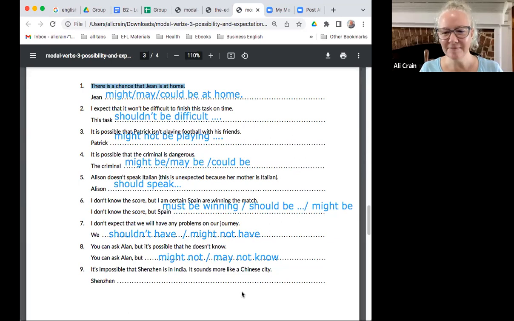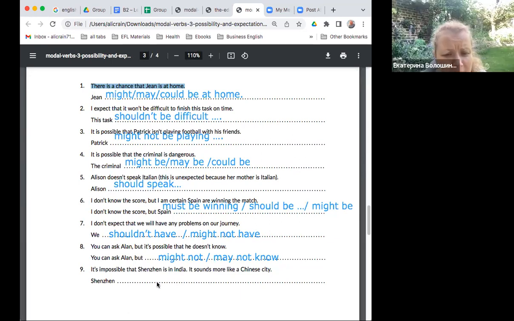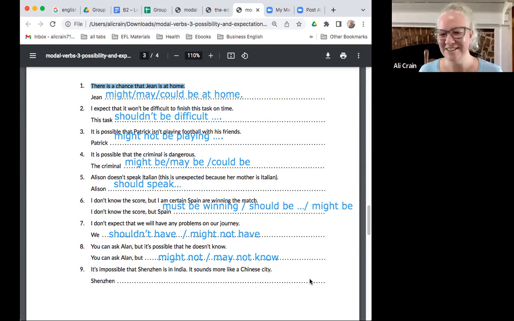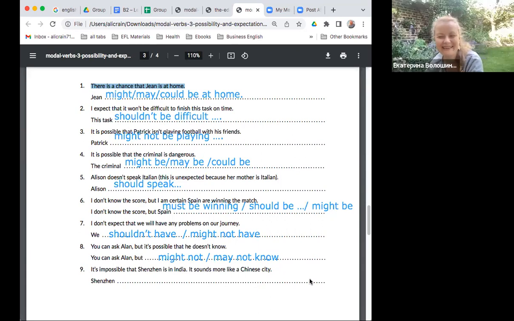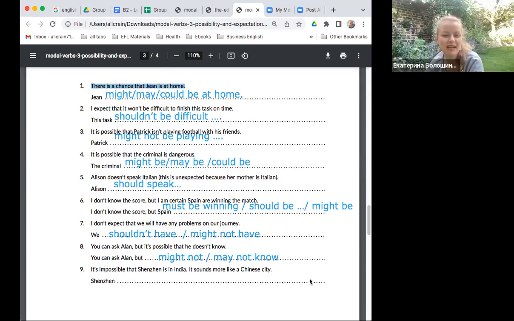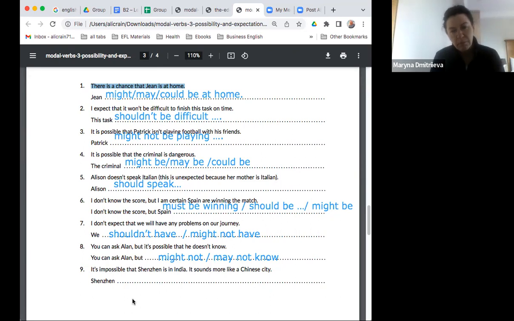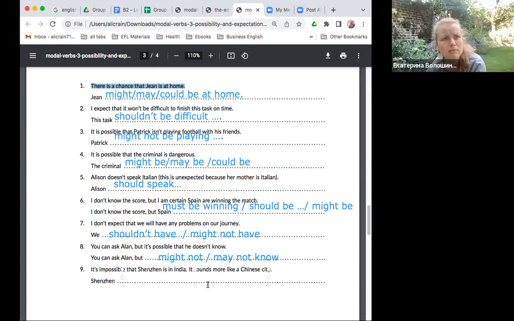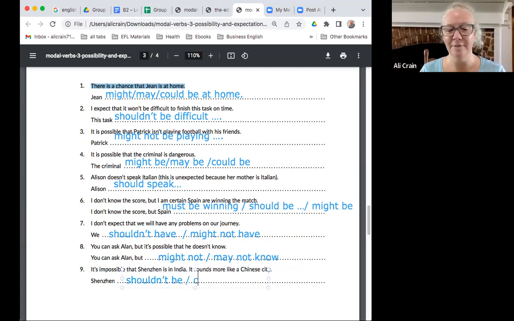My connection is low. Shenzhen is in India, I think it should be a Chinese city. Sorry. Okay, go, Katya. So it's impossible that Shenzhen is in India. It sounds more like a Chinese city. It's impossible. I think it shouldn't be in India. It can't be. It's impossible, so it can't be.